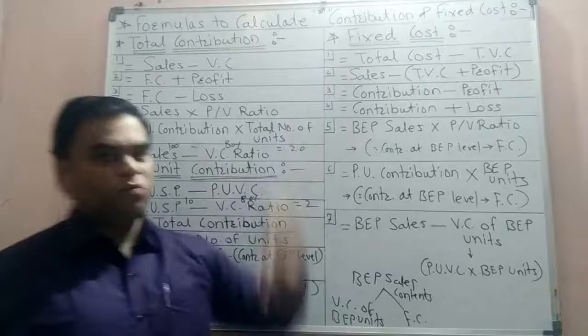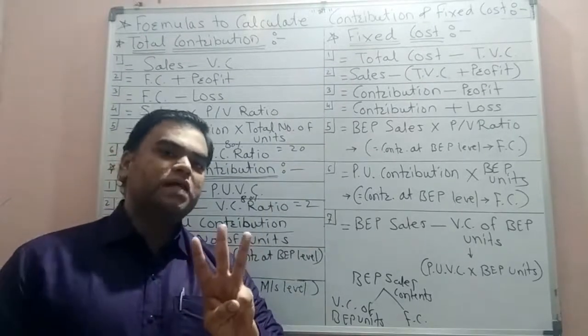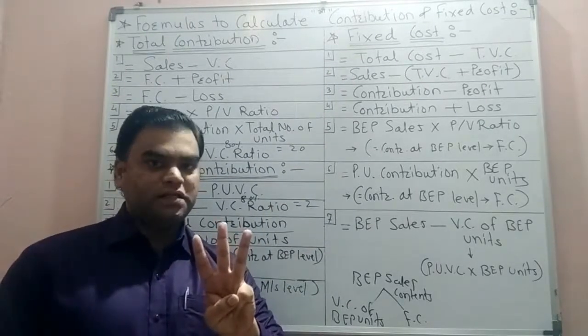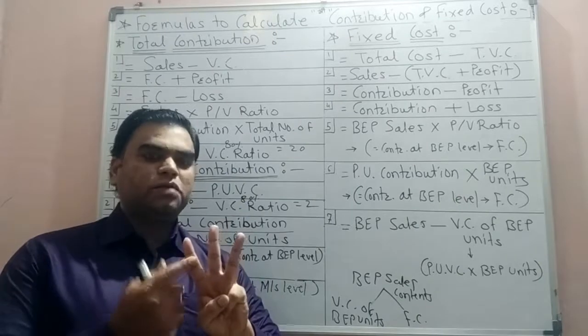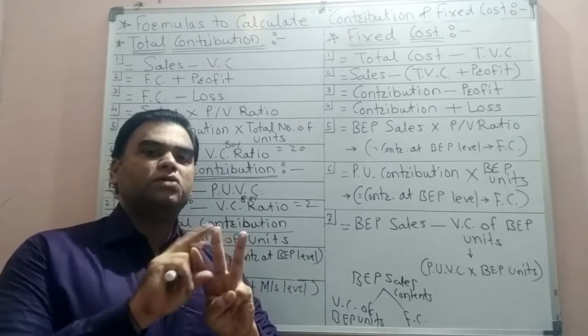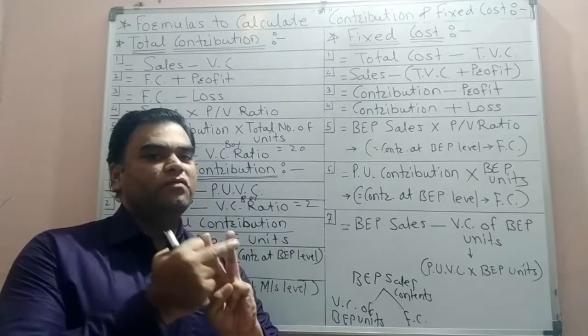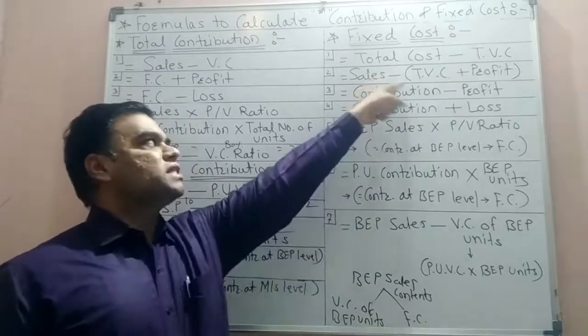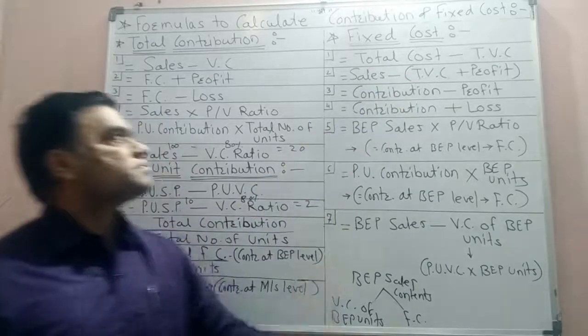Then the second formula. As we know, sales includes 3 contents, which are these: variable cost, profit and fixed cost. If you deduct variable cost and profit, what will remain? Fixed cost. In that way this formula works.